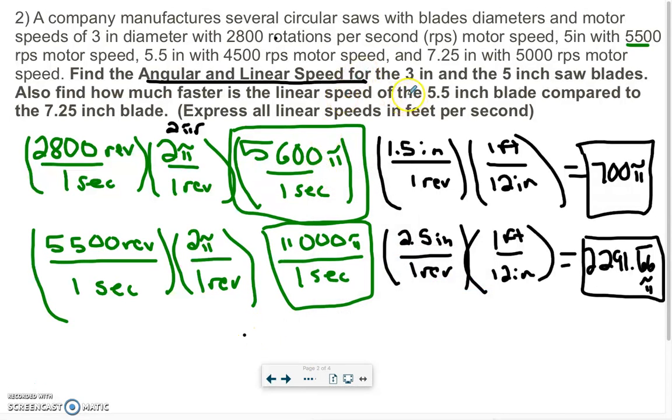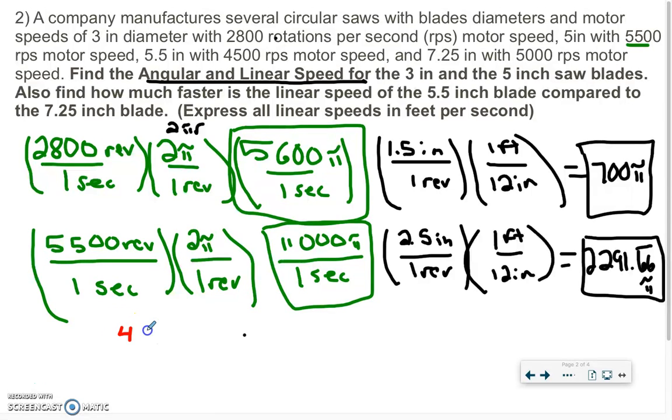Like I was saying, we're just going to compare the linear speed of the 5.5 inch blade to the 7.25 inch blade. We're going to go straight to finding the linear speed. I'm going to walk you through one of them, and the other one is the same thing, you just change 4,500 to 5,000. So let's walk through the 5.5 inch blade.